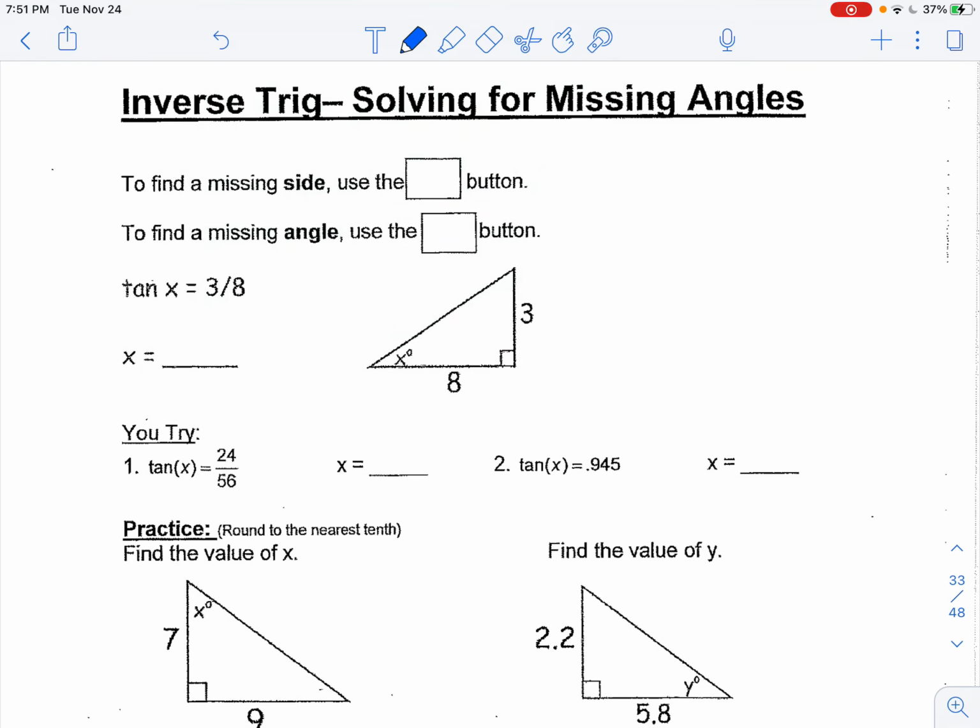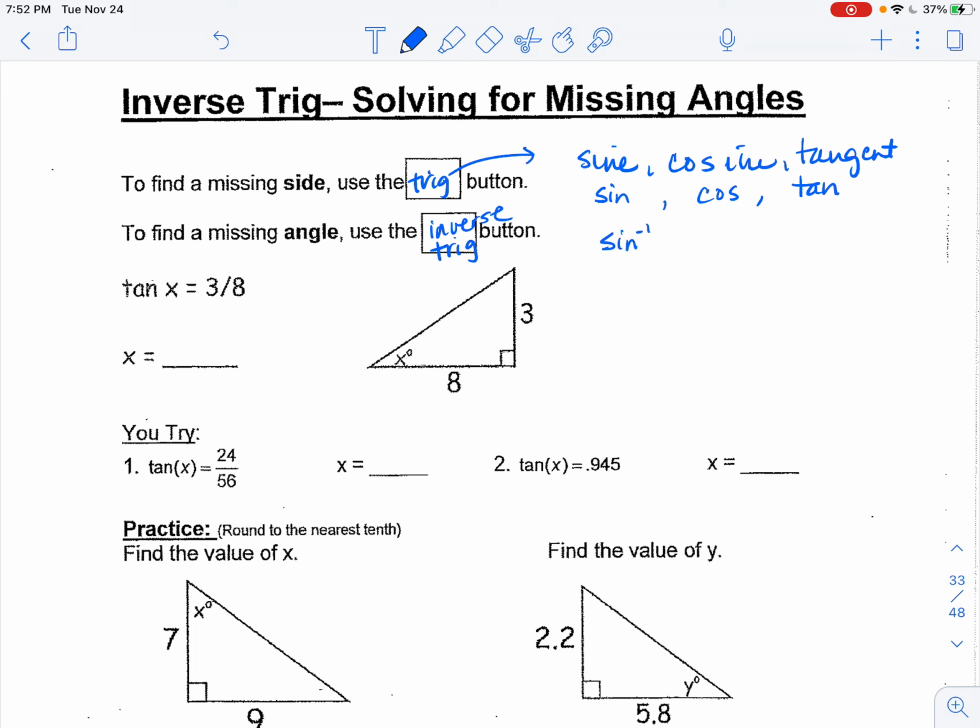All right, in this video, we're going to look at inverse trig, solving for missing angles. To find a missing angle, we use trig buttons. And the trig buttons would be sine, cosine, or tangent. Remember, these are abbreviated SIN, COS, and TAN. To find a missing angle, we're going to use the inverse trig buttons. And so this would be SIN raised to the -1, COS to the -1, and TAN to the -1.